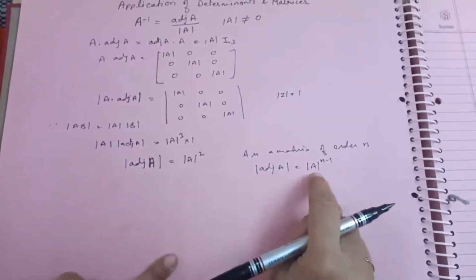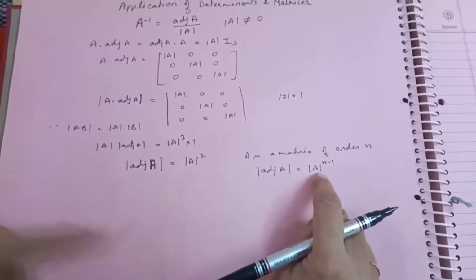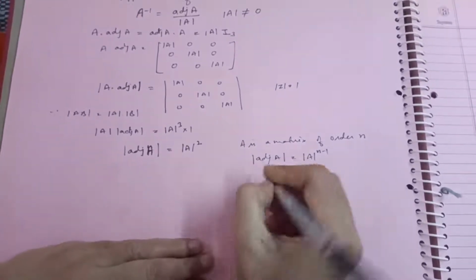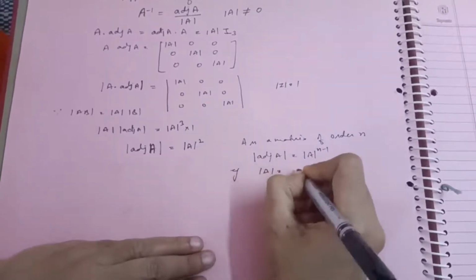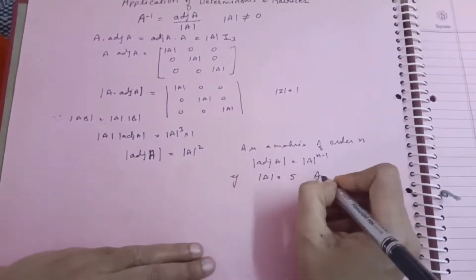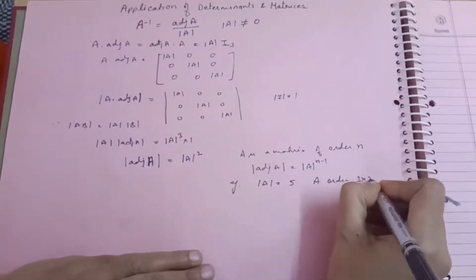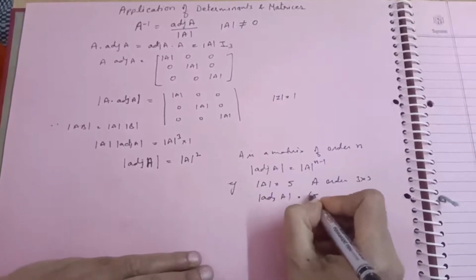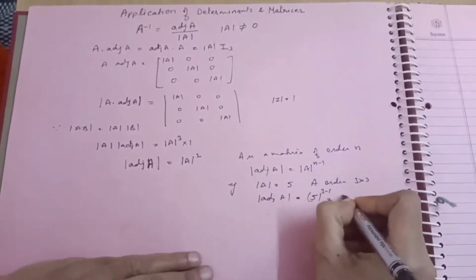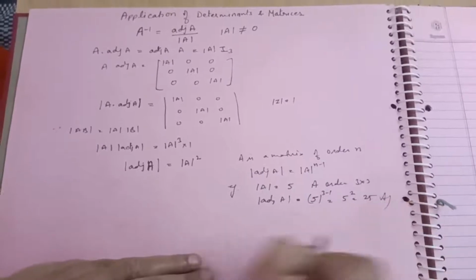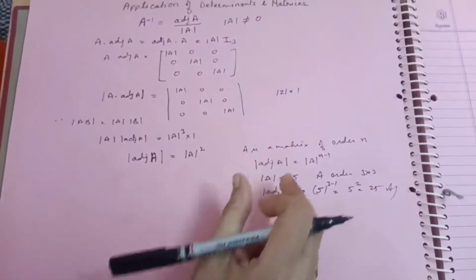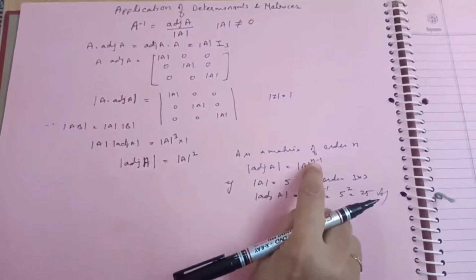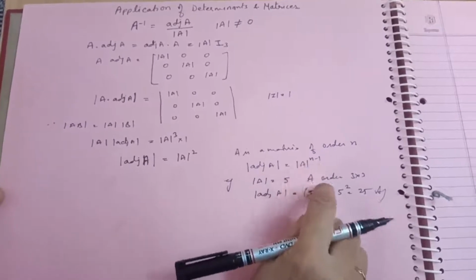Sometimes they give you the value of determinant A, suppose it is 5, and A is a matrix of order 3 cross 3, and they ask you to find the determinant of adjoint A directly. It will be 5 to the power 3 minus 1, so 5 square, so 25 is our answer. A one mark question directly comes: what is the value of determinant of adjoint A? It's determinant A to the power n minus 1, where n is the order of the matrix. You can solve one mark questions based on this.